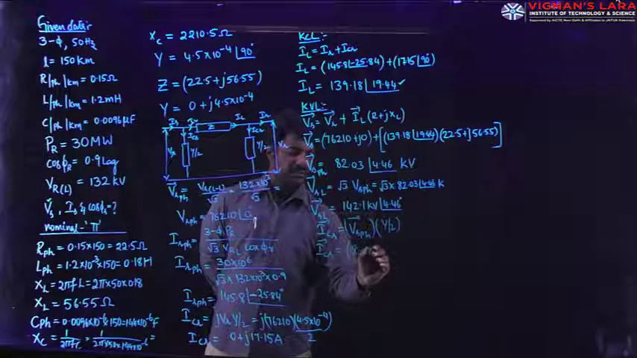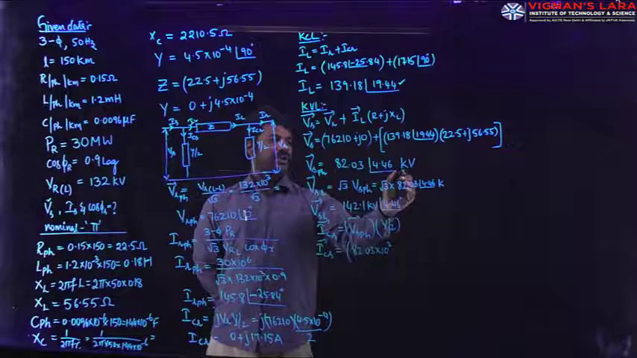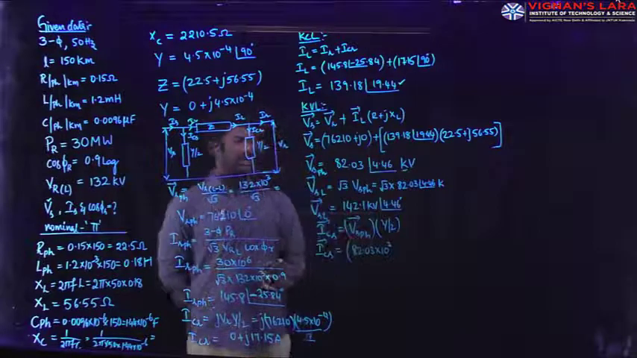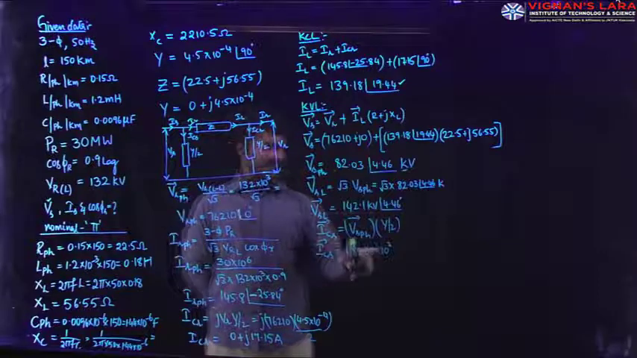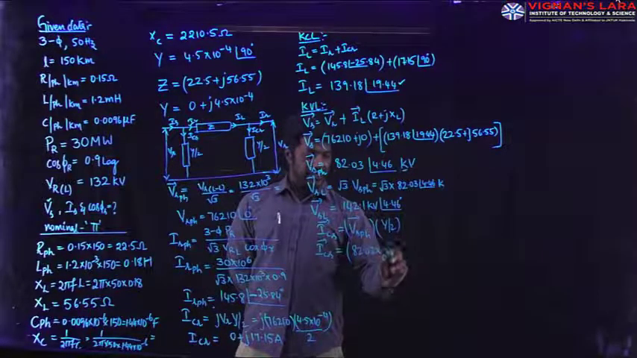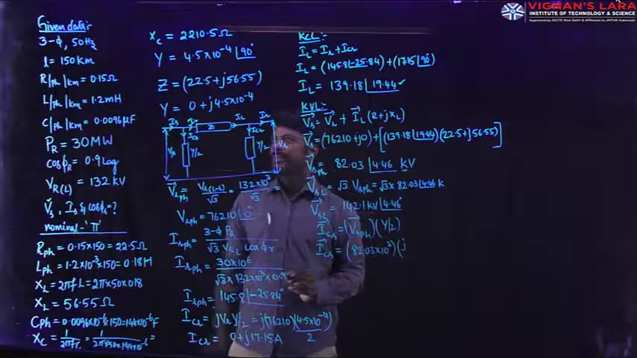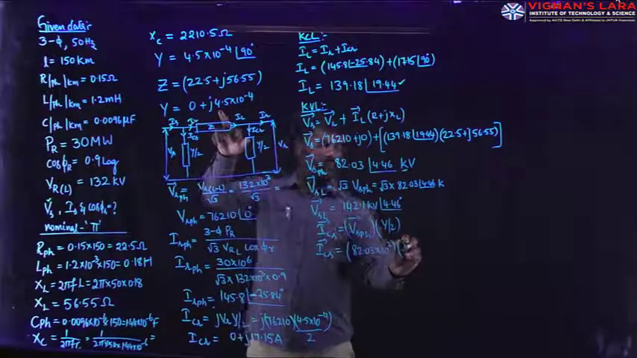82.03 into 10 power 3, because it is a kV. Maximum of the students will forget that it is kV. Don't forget that it is a kV. Have to expand in 10 power 3. 82.03 into 10 power 3 is to be multiplied with Y by 2 value, where that Y is in indication with plus J. Yes, this is plus J.